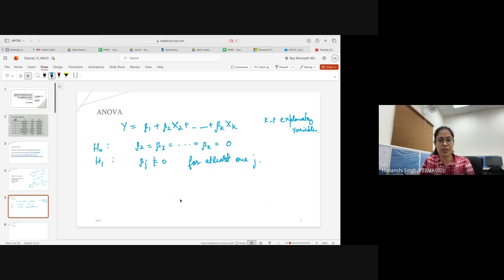So what will that statistic be? First let me talk about that. For that, I have to define some of the terms. Here there is an error term also, so I'm considering it here. These are not observations here, I'm considering them as variables. That's why I've considered this error term also.